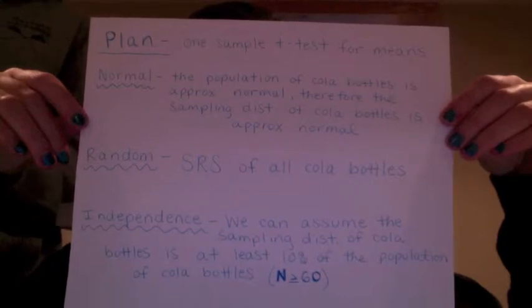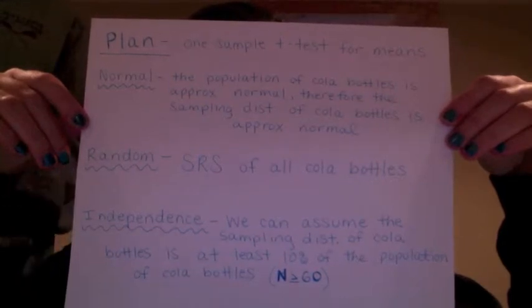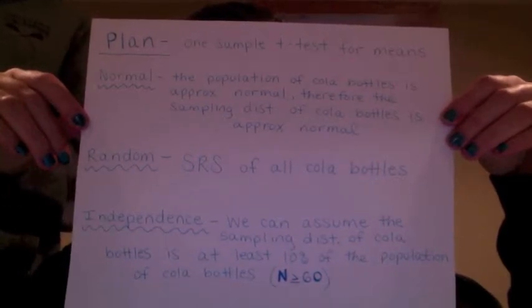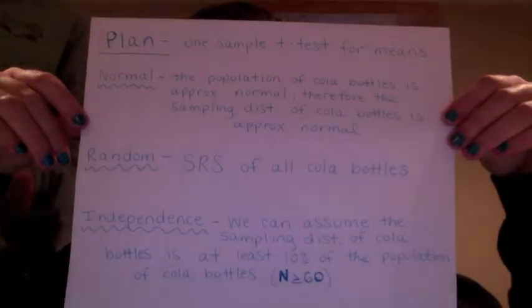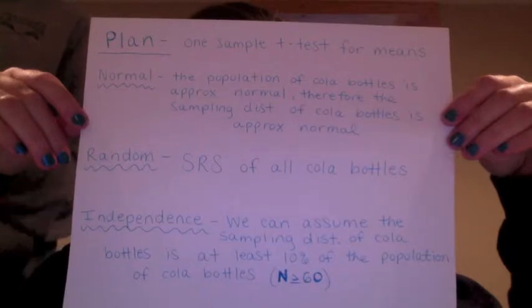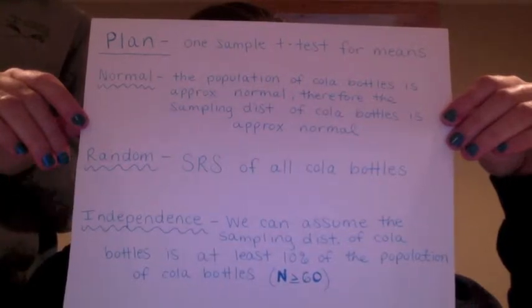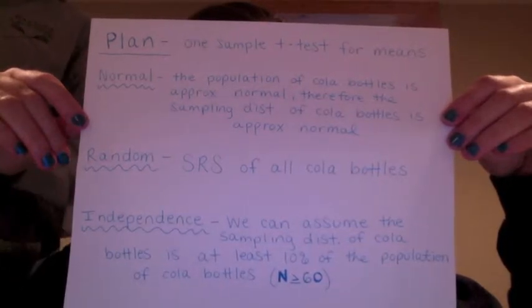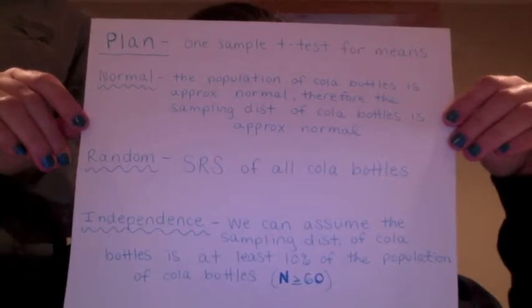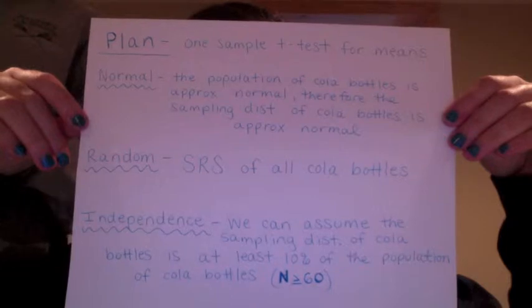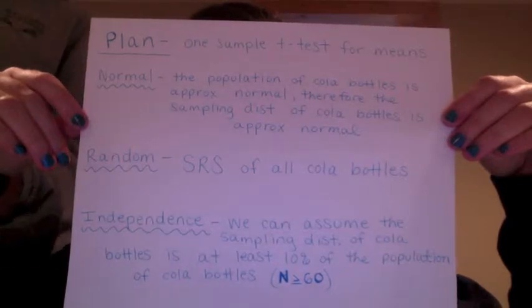Normally, to test normality for a means problem, the central limit theorem would have to apply, which is n is greater than 30. Or, the box plot of the data must show no skewness, therefore proving normality. For this specific problem, the population of cola bottles is approximately normal, therefore the sampling distribution of cola bottles is approximately normal. The next condition is randomness.